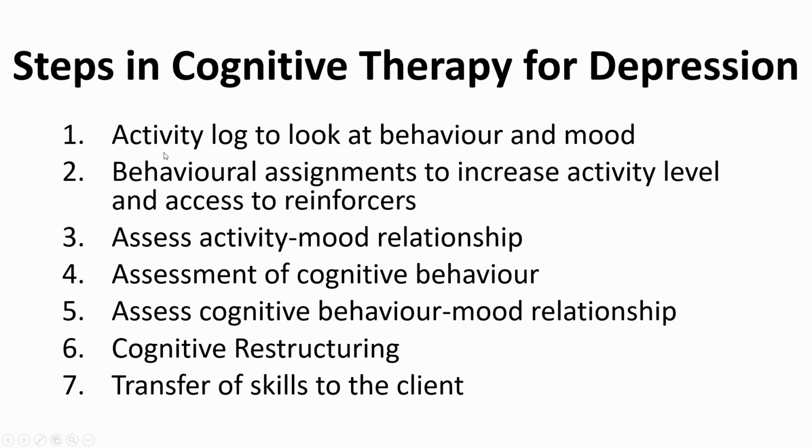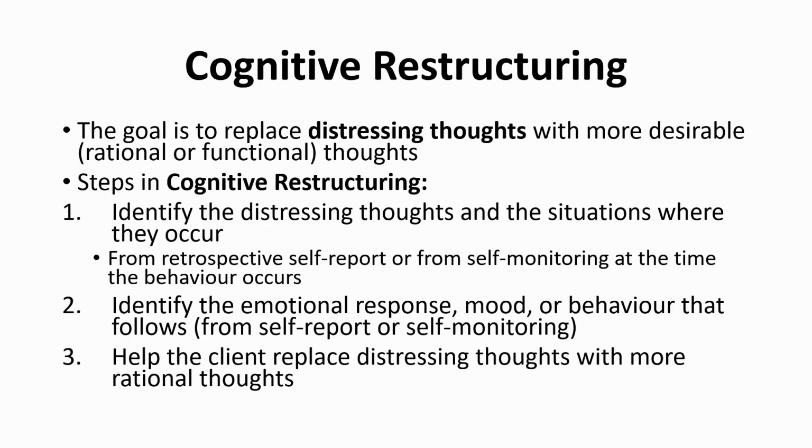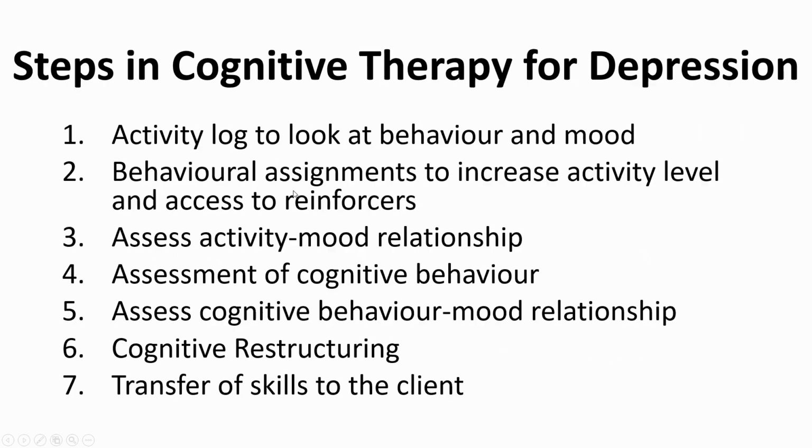So step 1 is to use an activity logbook to look at behavior and mood, which looks a lot like one of our early steps here, where we're identifying the distressing thoughts and situations where they occur. Where our cognitive therapy starts differing from just normal cognitive restructuring is where we start using behavioral assignments to increase activity level and access to reinforcers.